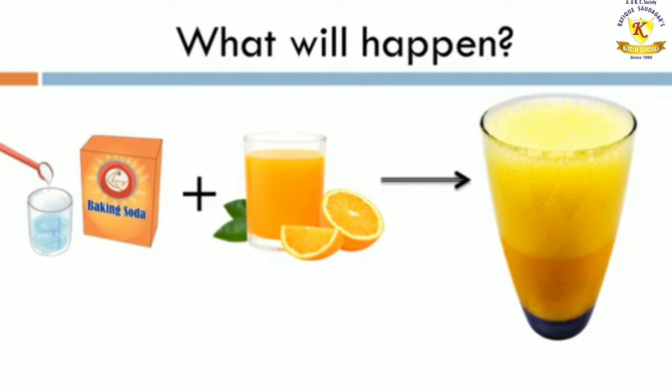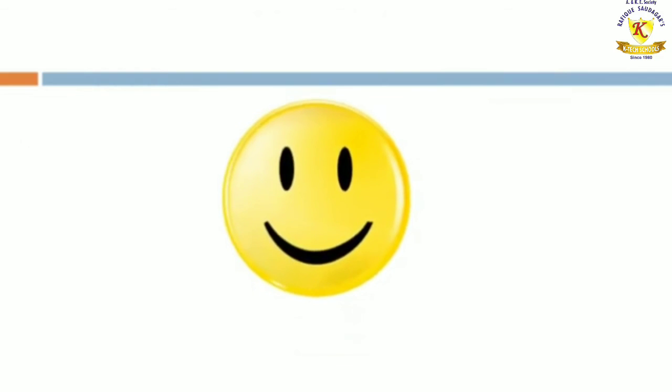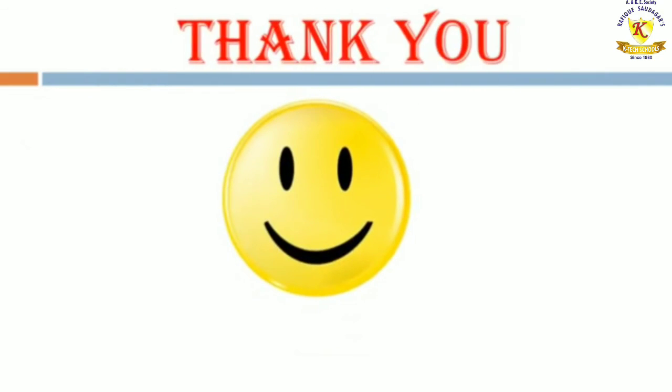So children, I hope you all have understood today's topic, and we have learned what is acid, what is base, and indicators. We have also learned the types of indicators, that is natural indicators and laboratory indicators as well. So we shall study the next topic in our next video, children. Please go through the lesson, read the lesson, children. Okay? Thank you very much. Thank you once again.